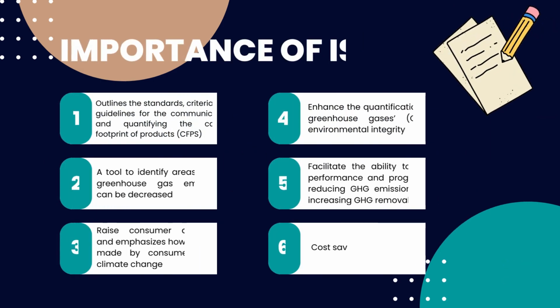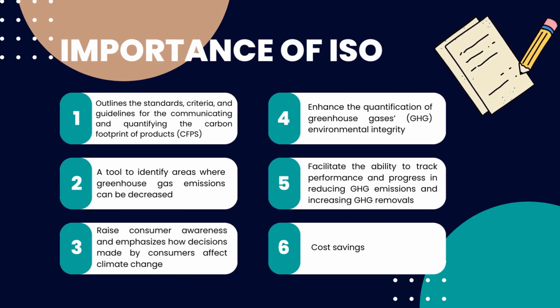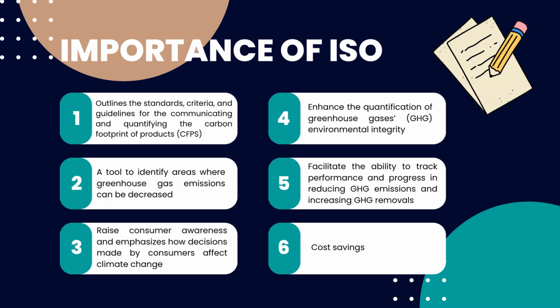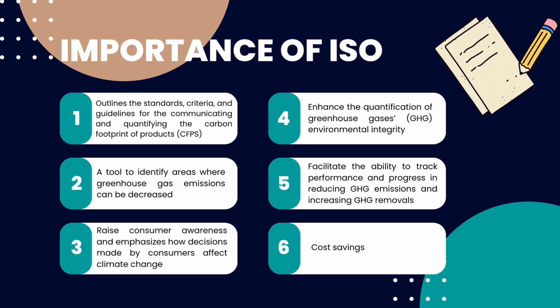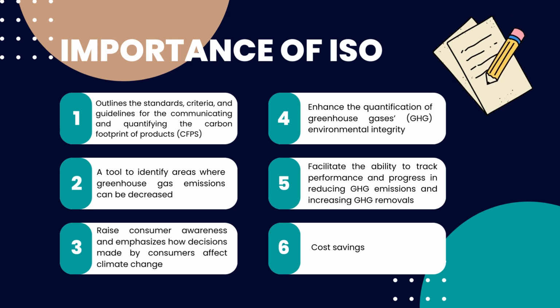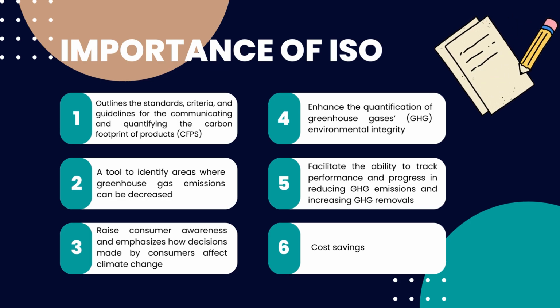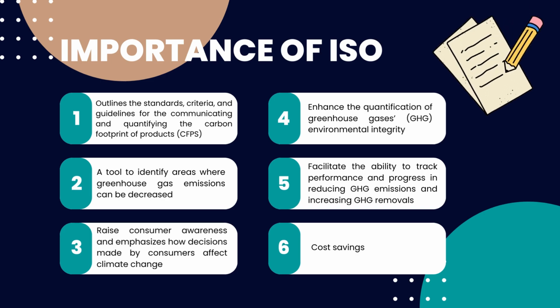ISO 14067 is one of the methods that can be used to combat carbon issues in the industry, as well as measure and calculate the carbon footprint of an industry. Not only that, but ISO 14067 is important and can benefit industry sectors by outlining the standards, criteria, and guidelines for communicating and quantifying the carbon footprints of products, becoming a tool to identify areas where greenhouse gas emissions can be decreased, able to raise consumer awareness and emphasize how decisions made by consumers can affect climate change, enhancing the quantification of greenhouse gases' environmental integrity, facilitating the ability to track performance and progress in reducing greenhouse gas emissions and increasing greenhouse gas removals.